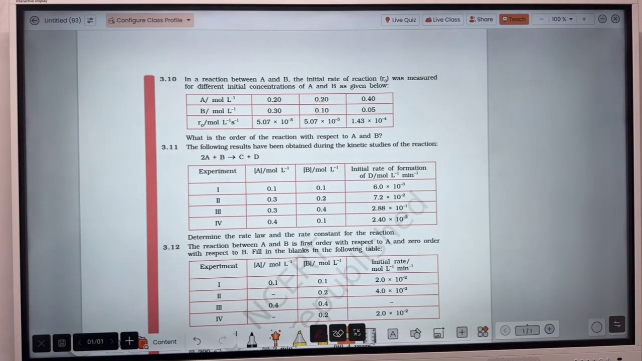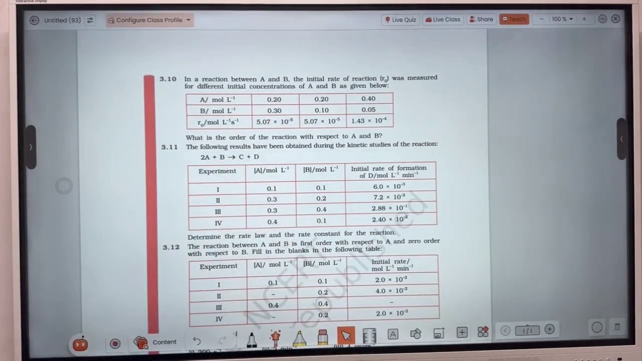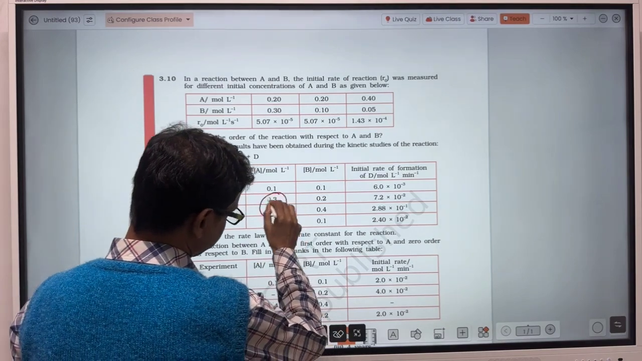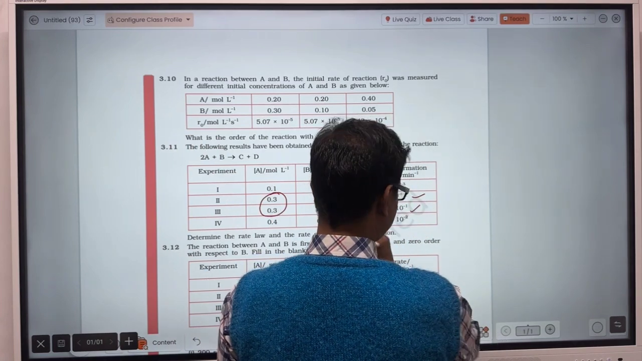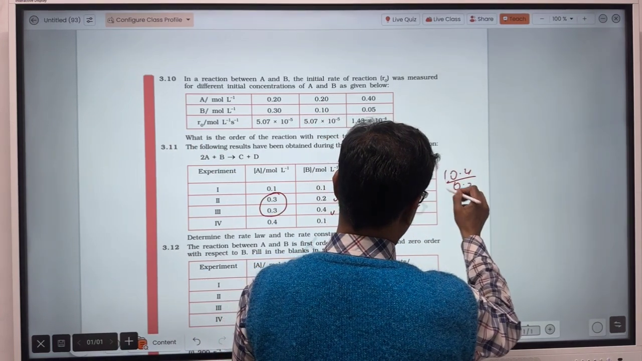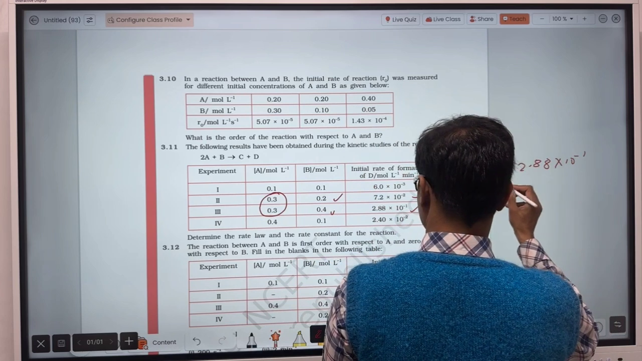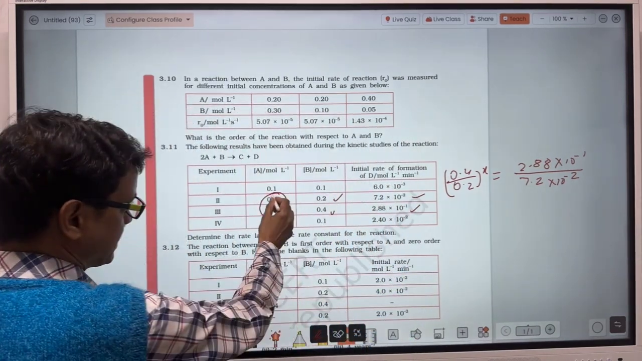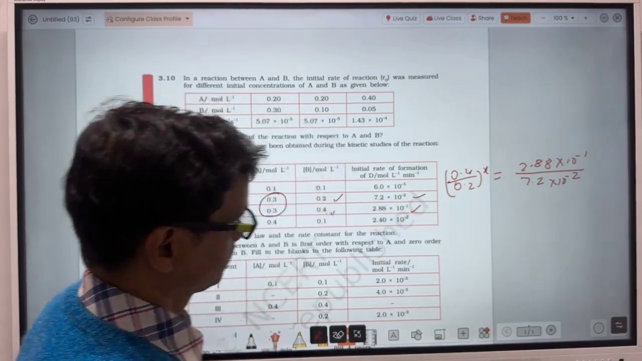Now, second question, watch out. The following data have been obtained during the reaction. To calculate the rate law in terms of B, here it is 0.3 and 0.3; this one is constant. So 0.4 upon 0.2 to the power x equals 2.88 into 10 power minus 1 upon 7.2 into 10 power minus 2. Because this one is constant, this upon this to the power x will be equal to this upon this.